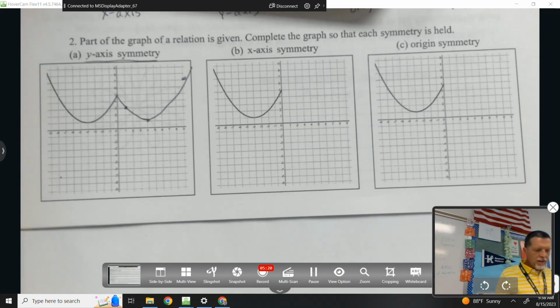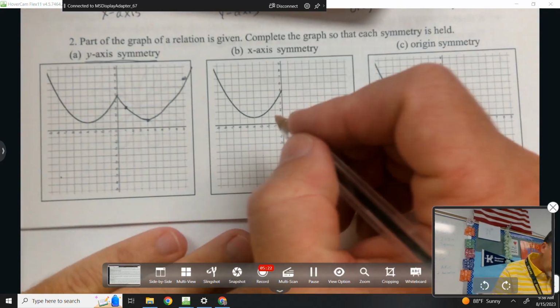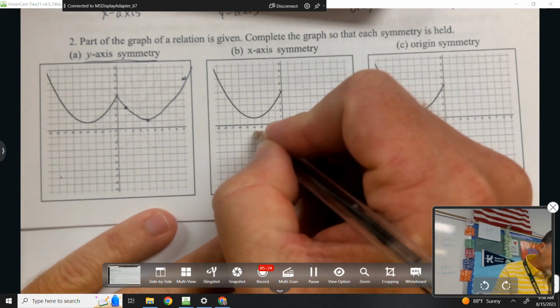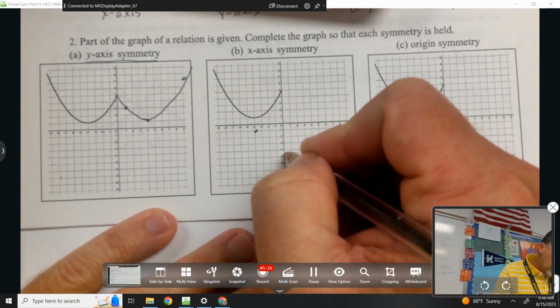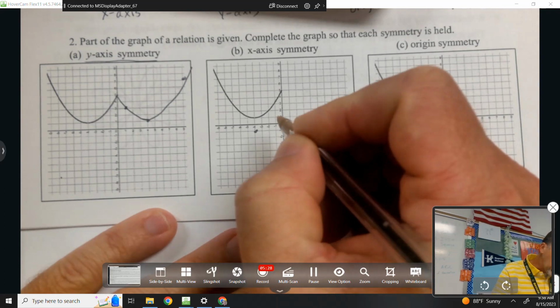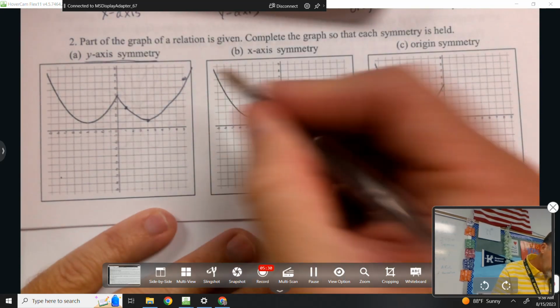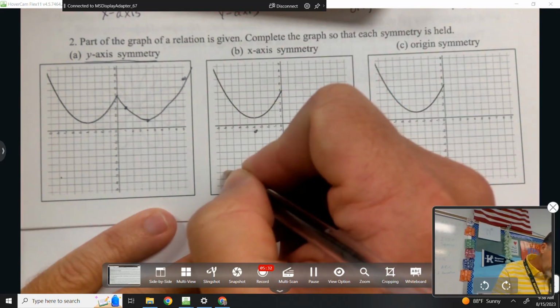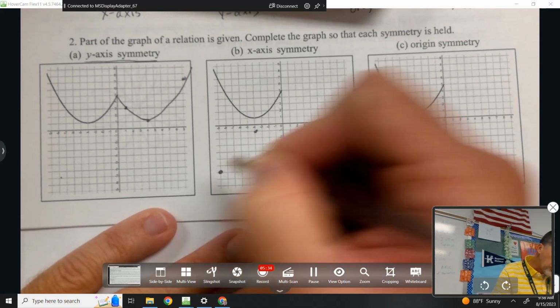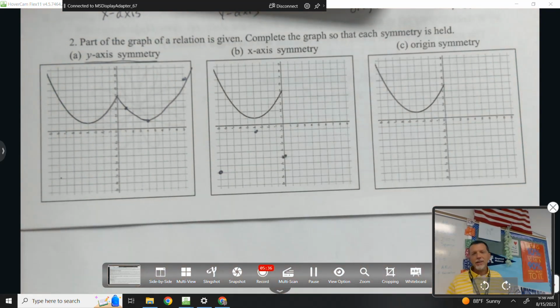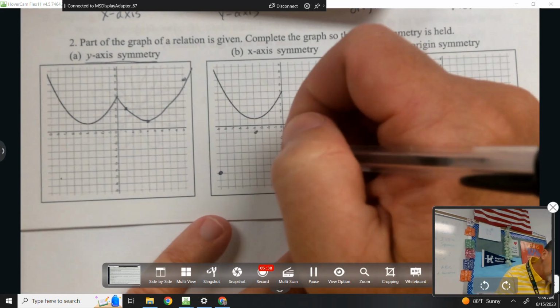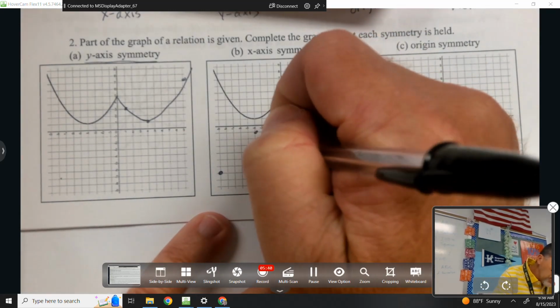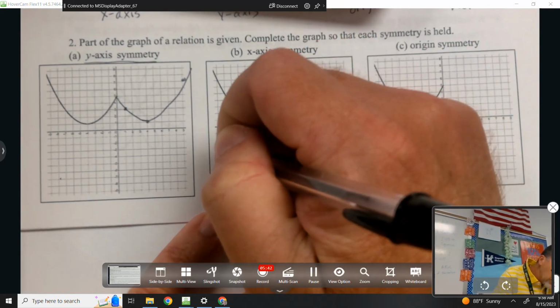X-axis symmetry. So I got to fold it over the x-axis. So kind of the same thing. I'm going to pick out a few key points to sort of help my graph maintain its shape here. So I'm freehanding, but not completely freehanding. I got a few key points to sort of anchor things and make sure my graph isn't too crazy.